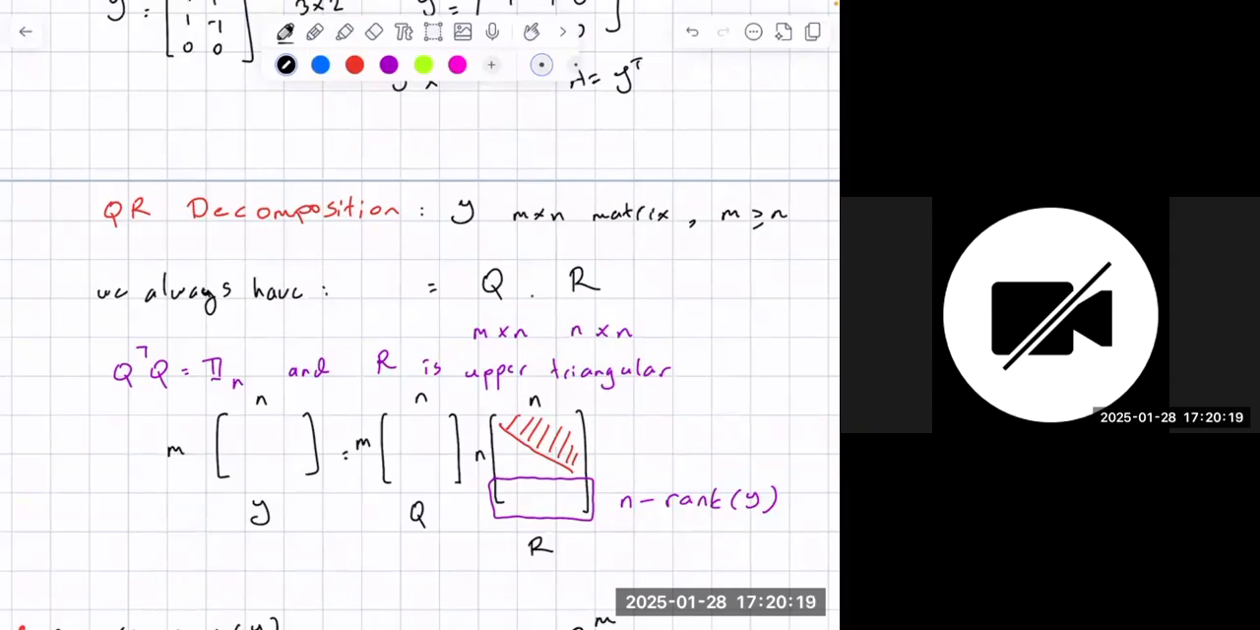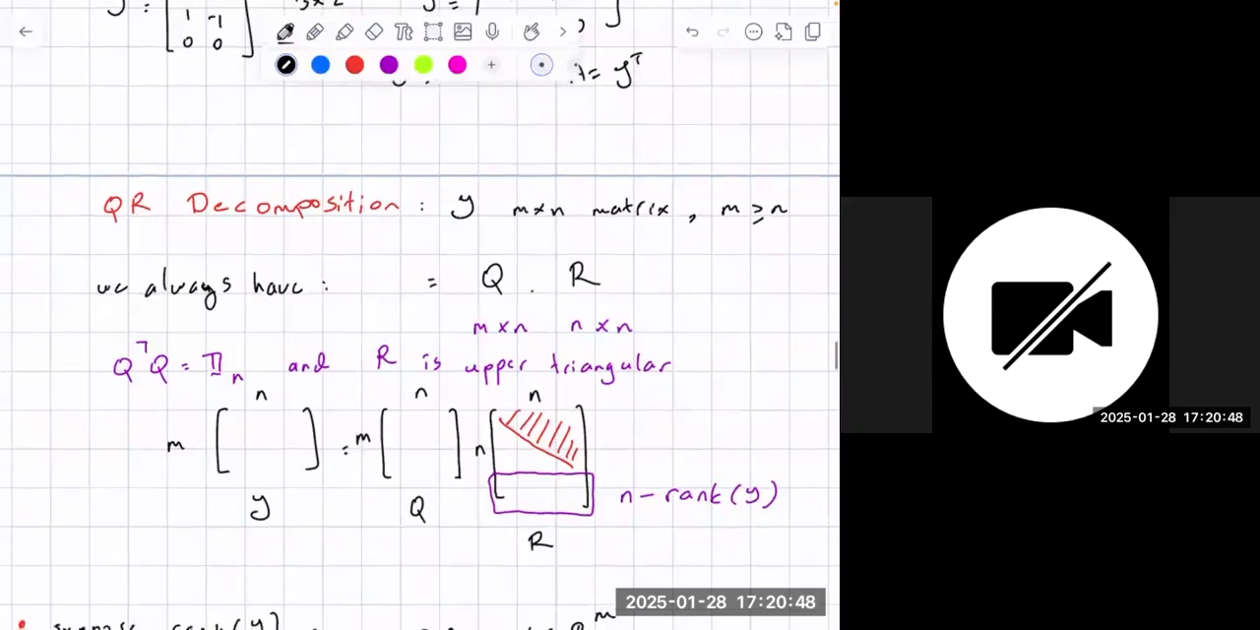So if your matrix Y has rank N, your triangular part will look nice. It will be like this. But if it has, say, rank N minus 2, there will be 2 lines here, just literally 0, nothing else, okay? All right, so that's called QR decomposition. And now we are going to use it to solve our projection problem, all right? But let's go slow. Let's not solve projection directly. Let me solve an easier problem first.